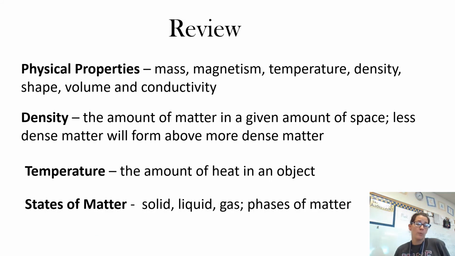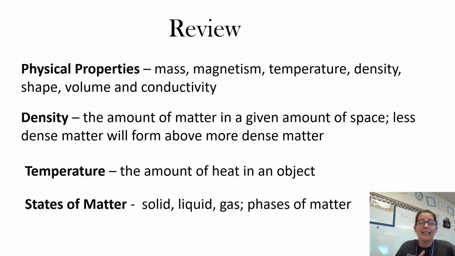Here we have a couple review words that are going to be really important for our Earth's layers and plates unit. So the first one is physical properties. Physical properties is just the mass, magnetism, temperature, density, shape, volume, conductivity, things along those lines, okay? We already know what that is. We talked about that a while back, but like I said, it's going to be important.